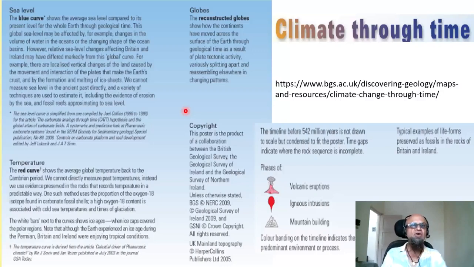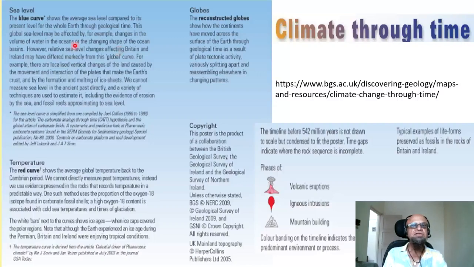Okay, so we'll look here at sea level and the blue curve. When you look at the figure, you'll know what we mean. So it shows the average sea level compared to its present level for the whole Earth through geologic time, which means global average sea level, which you know is not constant everywhere, but we will come back and talk about this a little bit later.